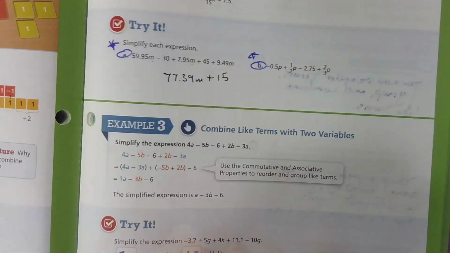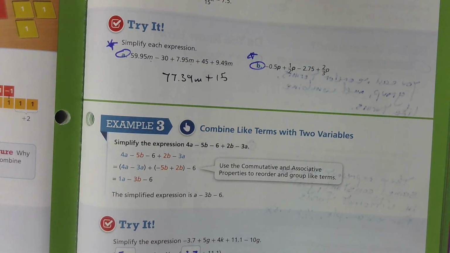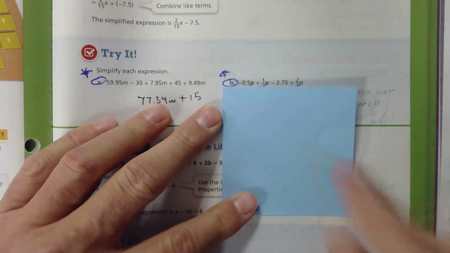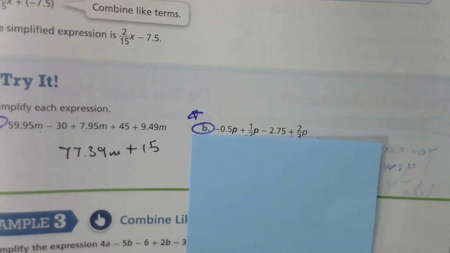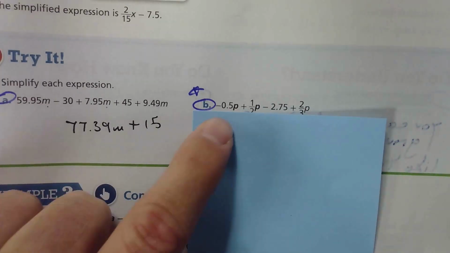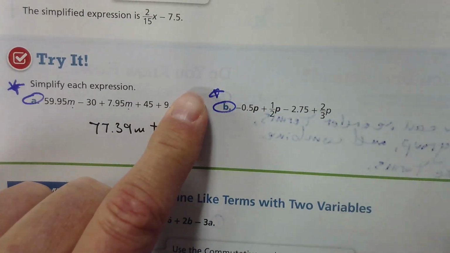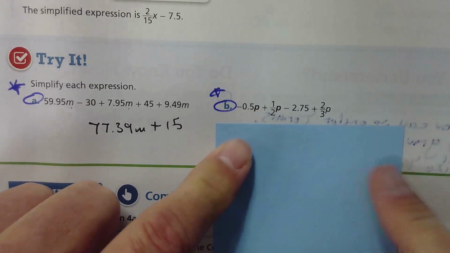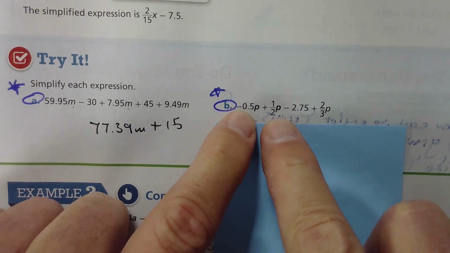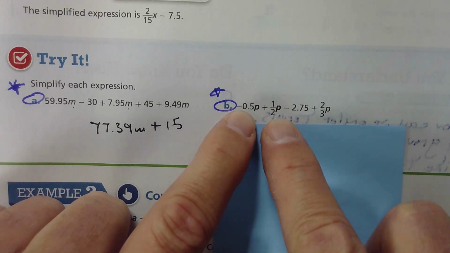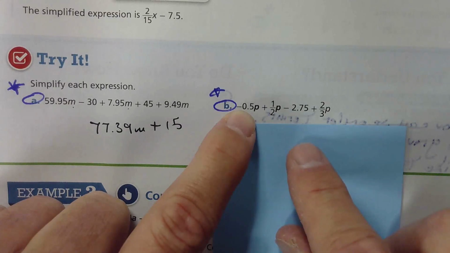Let's look at this one. Zoom in a little bit here. So we have a -0.5p plus, I got to move that down a little bit, it's kind of in the way, plus 1/2 p. What is that? 0. 1/2 and 0.5 is the same thing. One's positive, one's negative. So it's 0.